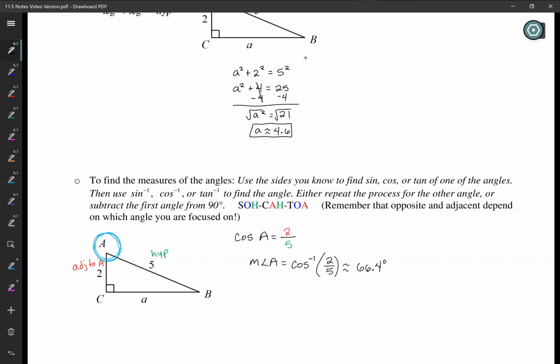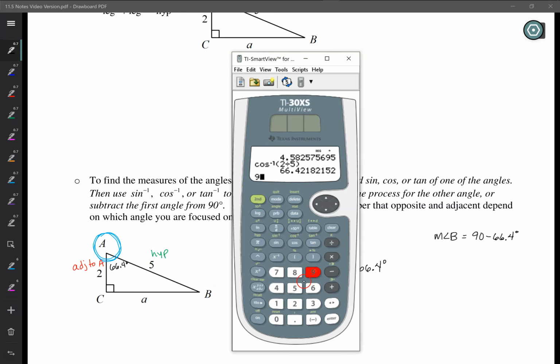All right, so I've got a couple options to find angle B now. I could certainly say, okay, well, I know one of the angles, I know all three angles add to 180, and that one's 90, so these two have to add to 90. So I could certainly do this. Measure of angle B is 90 minus 66.4, which is 23.6 degrees.